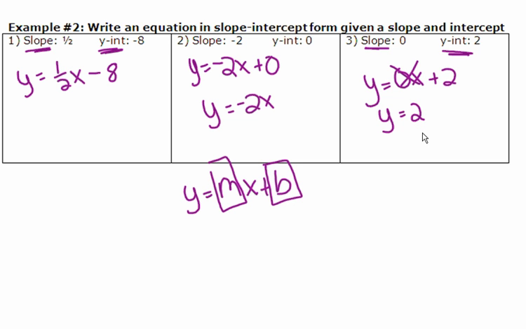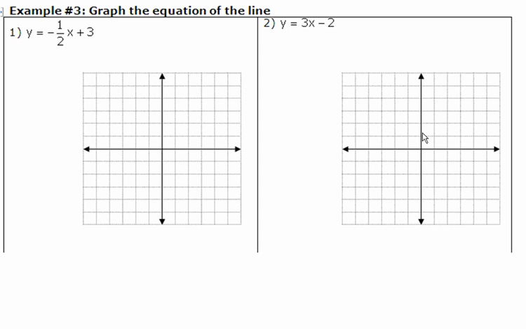So that was all writing equations in slope-intercept form. We also need to know how to graph an equation when it's in slope-intercept form. So if I look at number 1, I have y equals negative 1/2 x plus 3. This is in slope-intercept form. My slope is negative 1/2. My y-intercept is positive 3. This gives us the information we need to be able to graph.